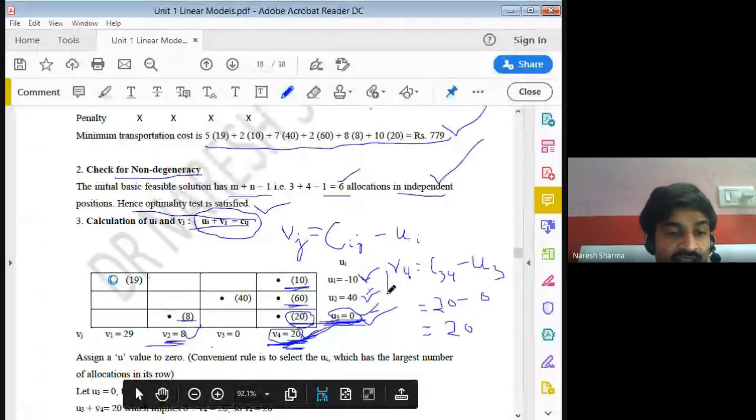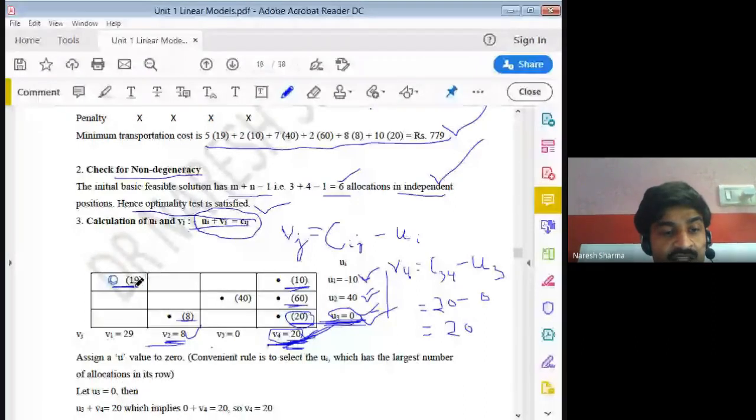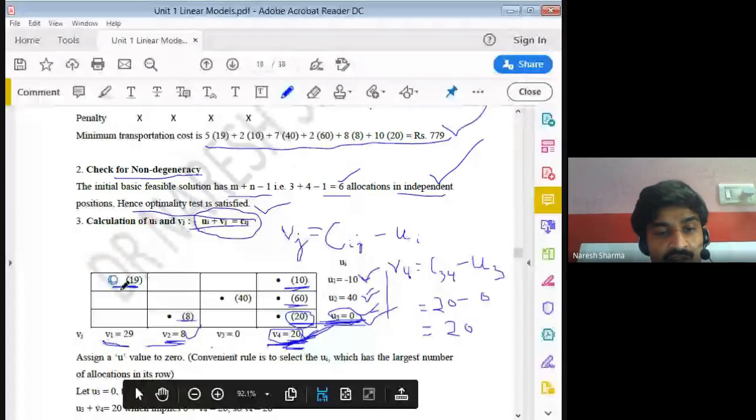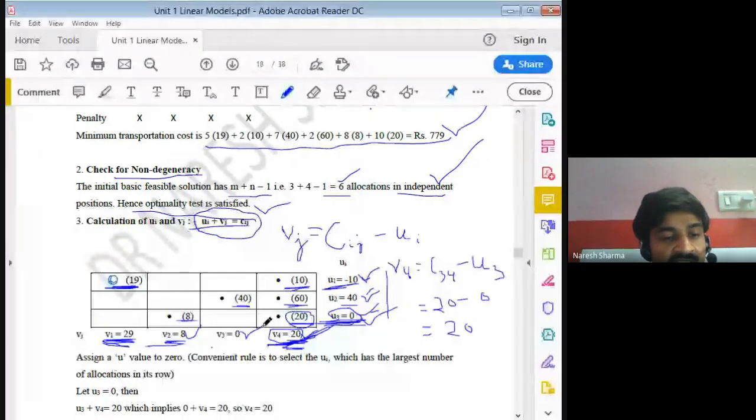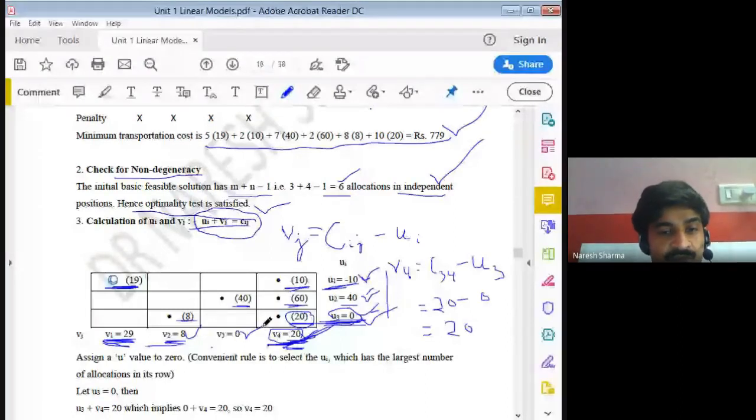So by using U1, you can calculate all the points in the first row. The corresponding value of V we can calculate, that is this cost minus this U, that is minus minus 10. So 19 minus minus 10 is plus 10, that is 29. We can calculate this one. Similarly, for this, 40 minus 40 is 0, we get the V3. Hope you understand how we can calculate U1, U2, U3 and V1, V2, V3, V4.